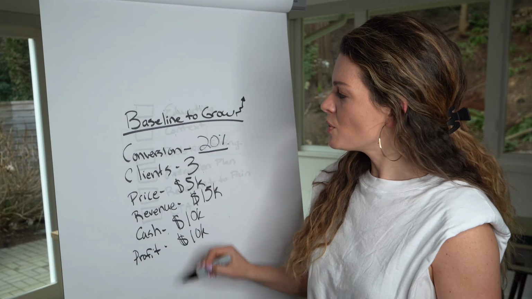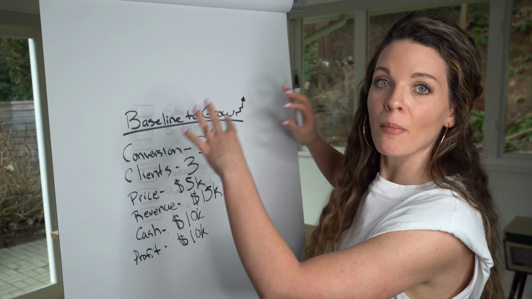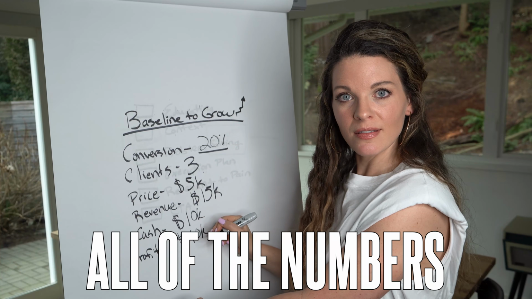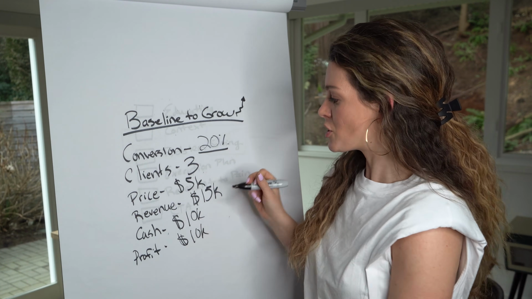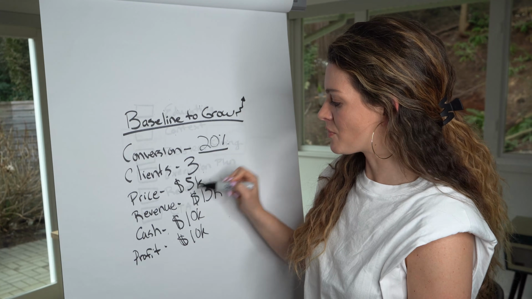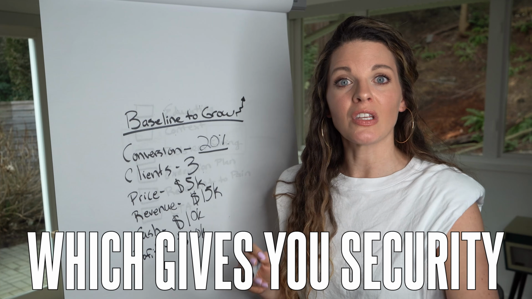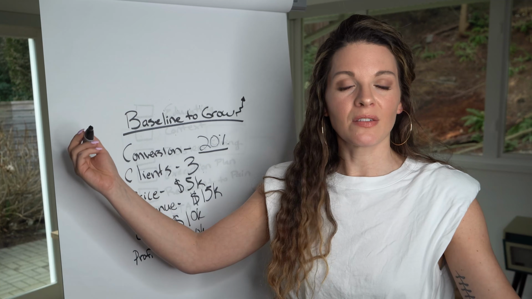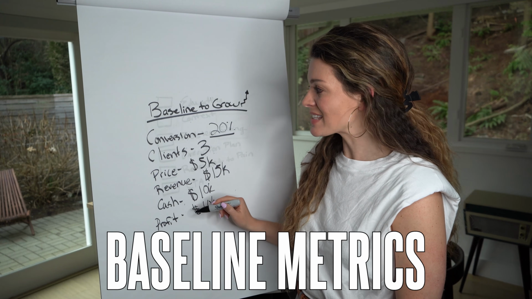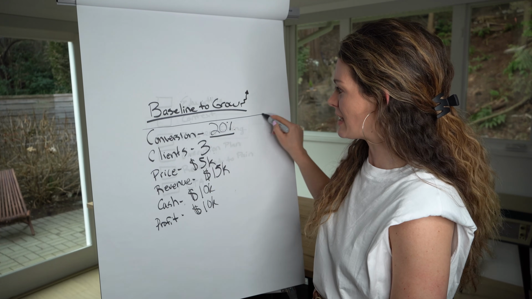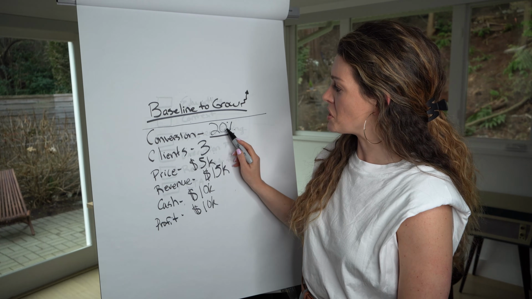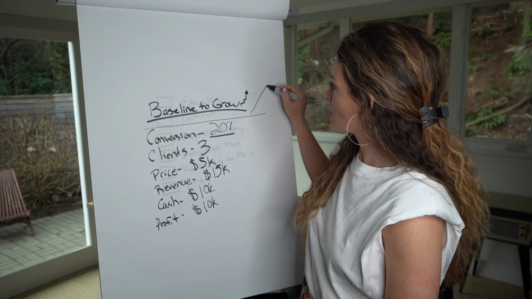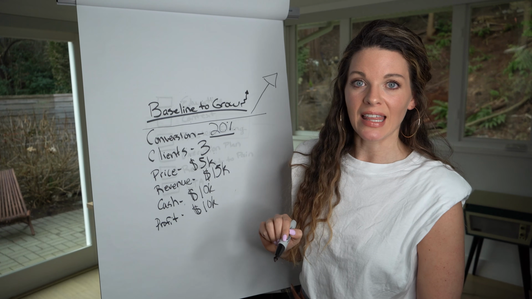So when you do this math and look at it from a bird's eye view, you now know all of the numbers that you need to hit to achieve your goal in terms of revenue and profit on a monthly basis, which gives you security to know that you're going to be able to do it for the rest of time. And if these are the baseline metrics, meaning this is the foundation and the average, if you just start increasing your conversion rates, if you decide you want to get more clients in the door, you all of a sudden are growing your business and scaling your business like that.